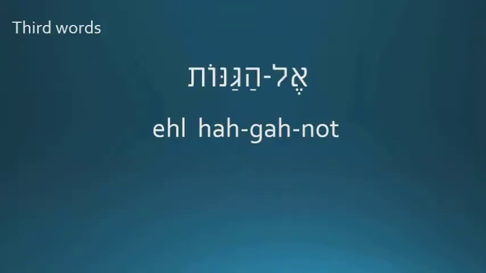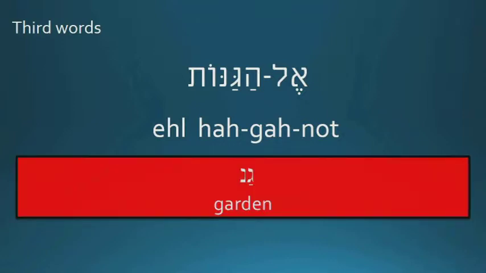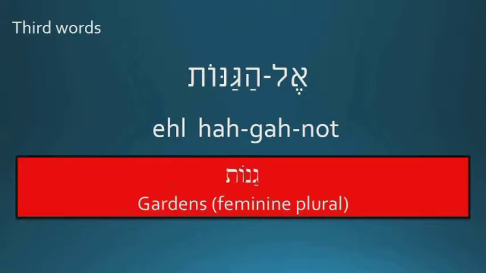The other part of the third word, haganot, has as its root gan. Gan means garden, just a bunch of trees, plants, flowers, stuff like that. Really nice place. The ganot tells us that it's a plural word, and it tells us that it's a feminine word. So the gardens are feminine plural in this case.